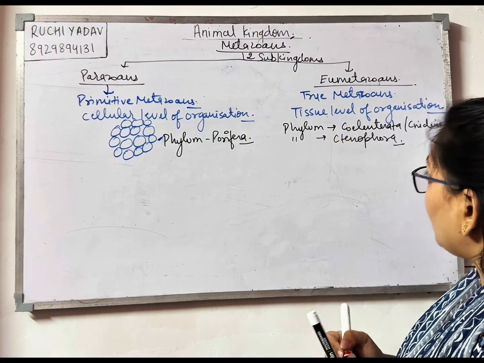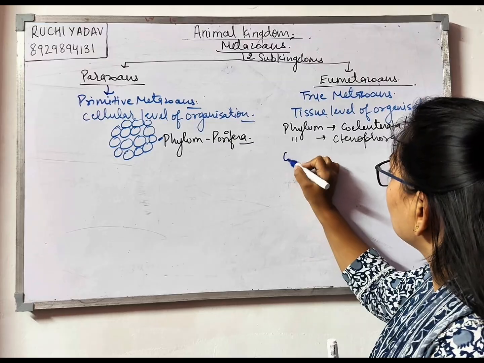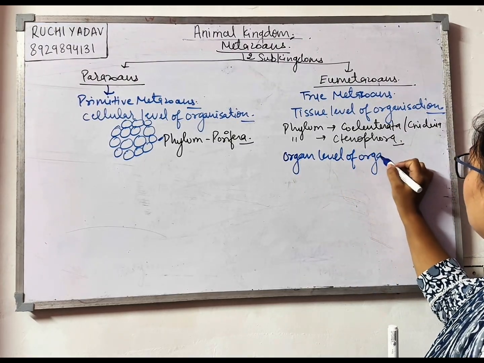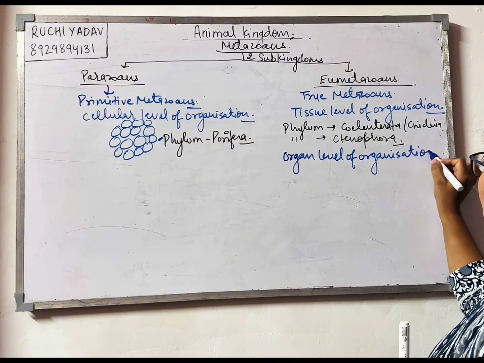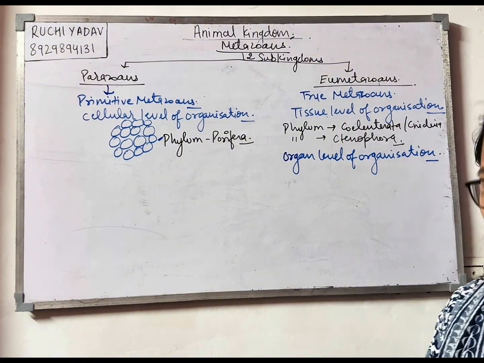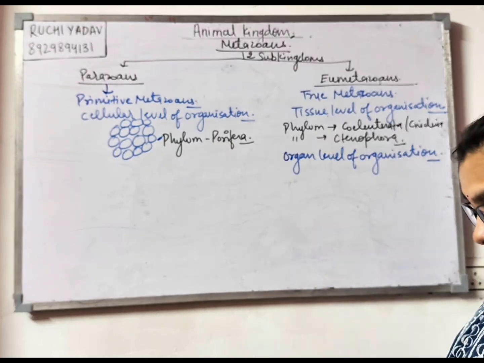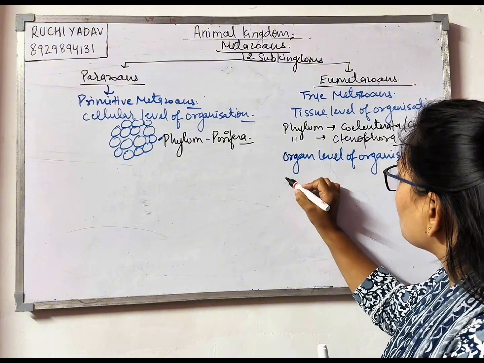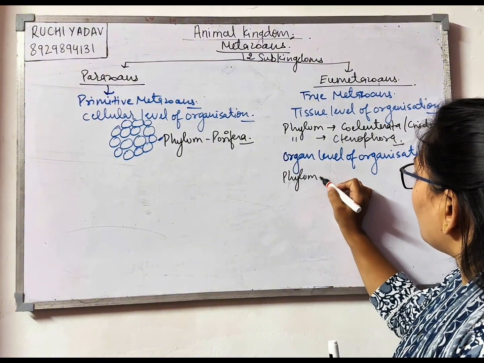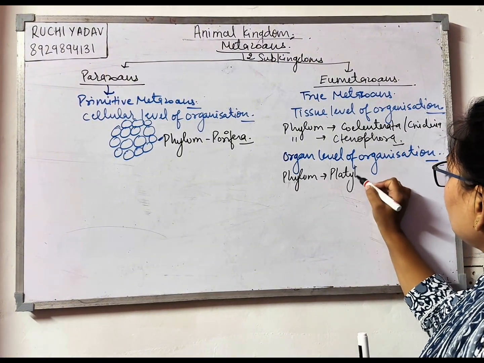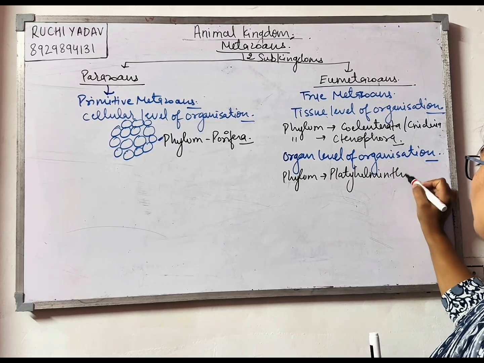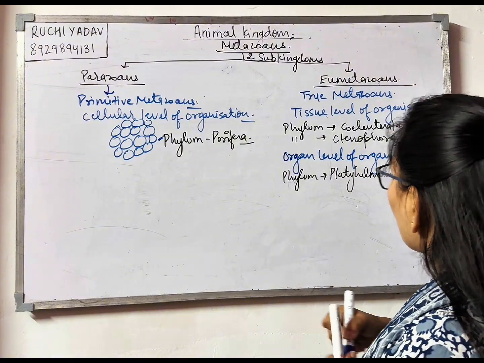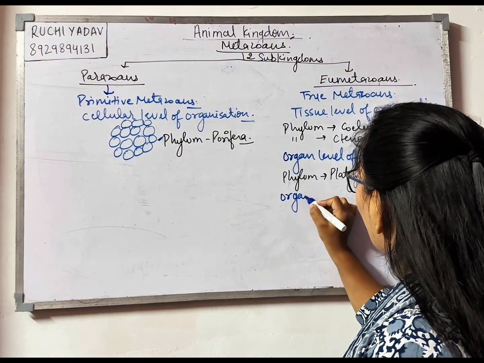Then we have organ level of organization, right? Where various types of tissues are organized to form an organ, and this organ is specialized to perform a particular function. This type of organization is found in the phylum Platyhelminthes, also known as flatworms. Now, moving on to the next level of organization, which is the organ system level of organization.